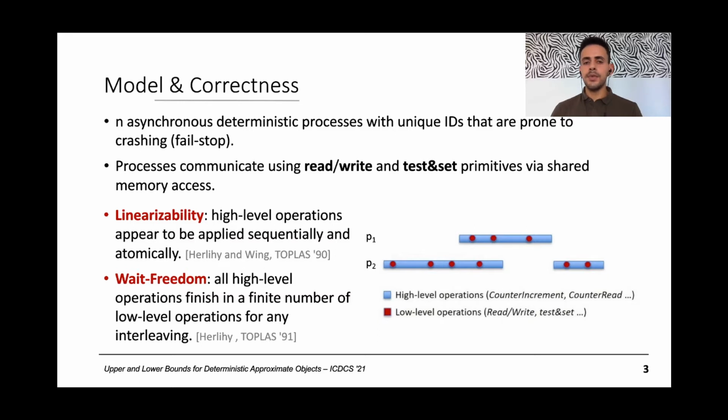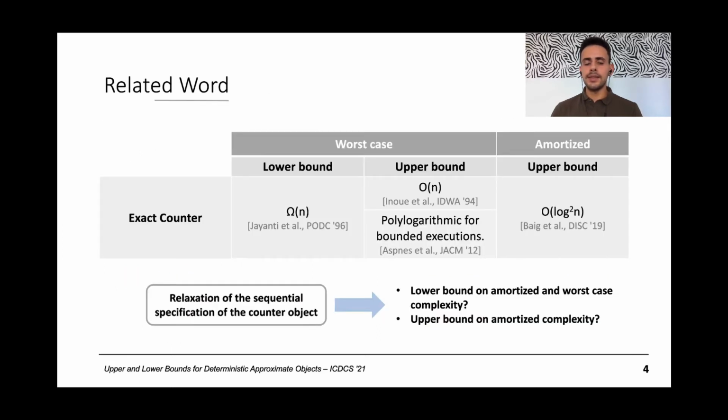Next, we have a table that summarizes the state of the art for the exact counter. So we have a worst-case step complexity lower bound of omega n given by Jayanti et al. And a matching upper bound given by Inoue et al. It also has been shown that when considering bounded executions of the exact counter, it is possible to beat this lower bound, and Aspnes et al. have given an implementation that is polylogarithmic. Finally, Baig et al. have given an implementation of the exact counter that has an amortized step complexity of log square n.